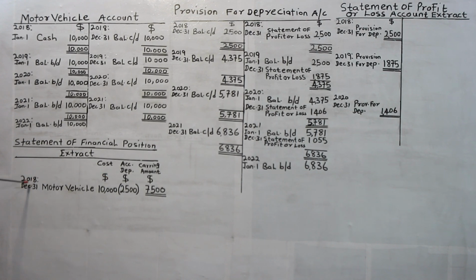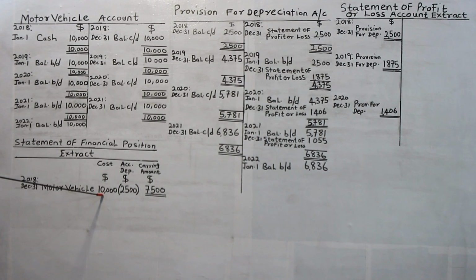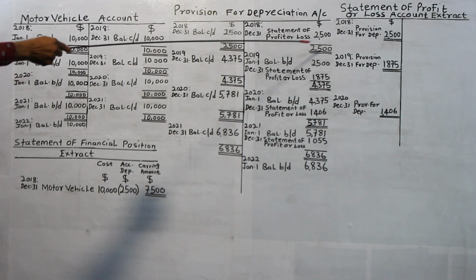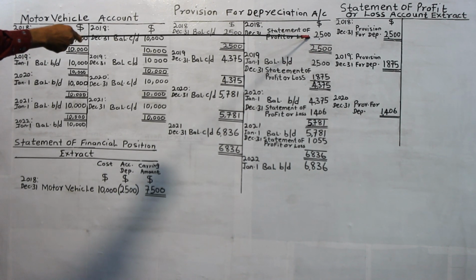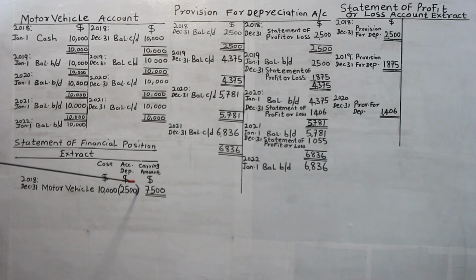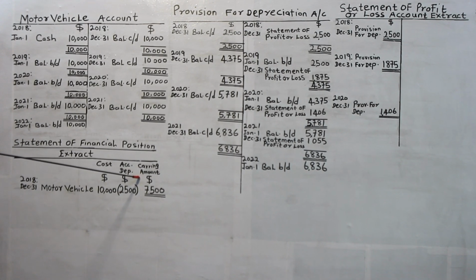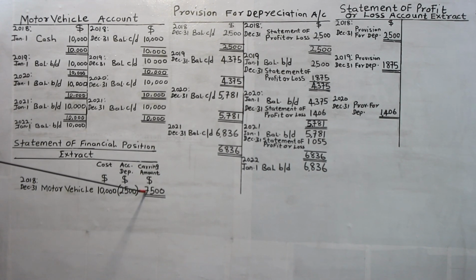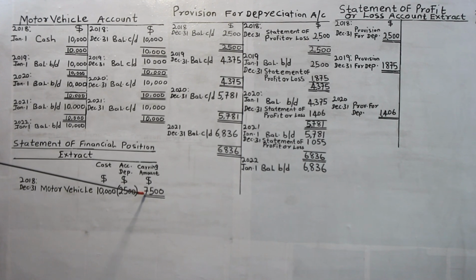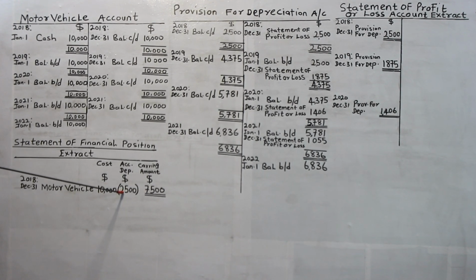Now we have for 2018 December 31st, of course we know that the motor vehicle, the original cost was 10,000, and total depreciation for 2018 December 31st is 2,500. As you can see, being transferred here to the statement of profit or loss account. Now we have carrying amount, which the old name is net book value, is now $7,500. That is 10,000 minus 2,500.